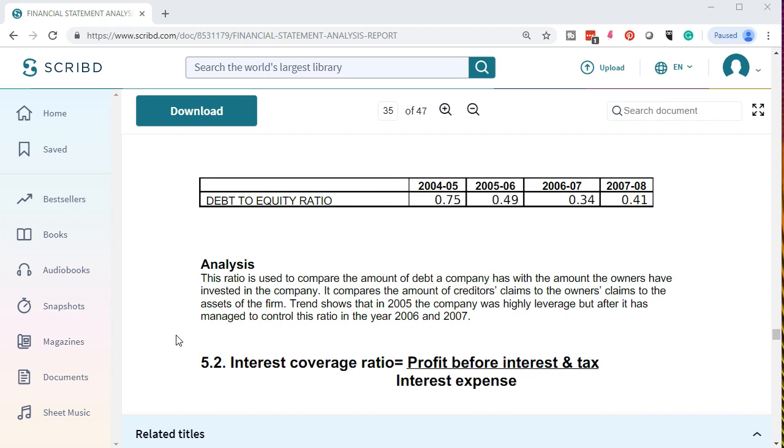If we consider the analysis, this ratio is used to compare the amount of debt a company has with the amount the owners have invested in the company. It compares the amount of creditors' claim to the owners' claim to the assets of the firm. Trend shows that in 2005, the company was highly leveraged, but after that it has managed to control this ratio in the years 2006 and 2007. So we have the basic trend here.